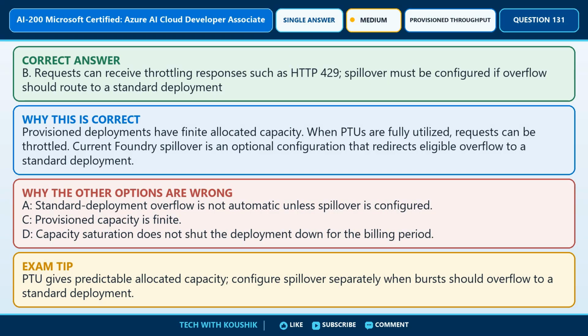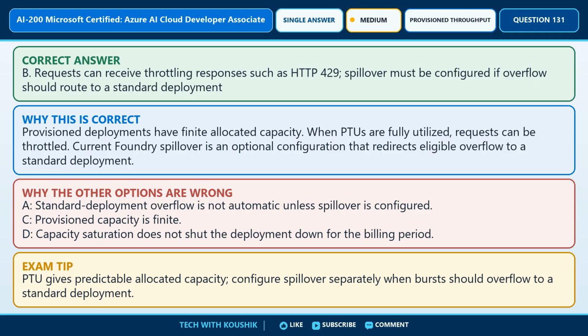The option that satisfies the complete requirement is option B. Requests can receive throttling responses such as HTTP 429. Spillover must be configured if overflow should route to a standard deployment. Here is the reasoning that confirms the answer. Provision deployments have finite allocated capacity. When PTUs are fully utilized, requests can be throttled. Current Foundry spillover is an optional configuration that redirects eligible overflow to a standard deployment.